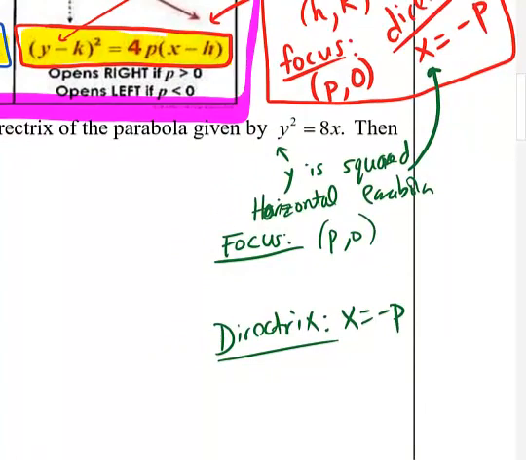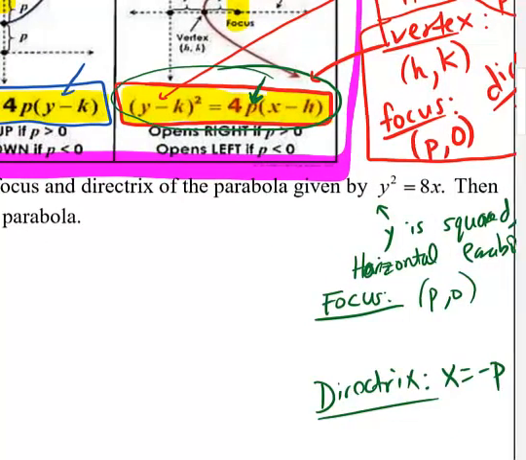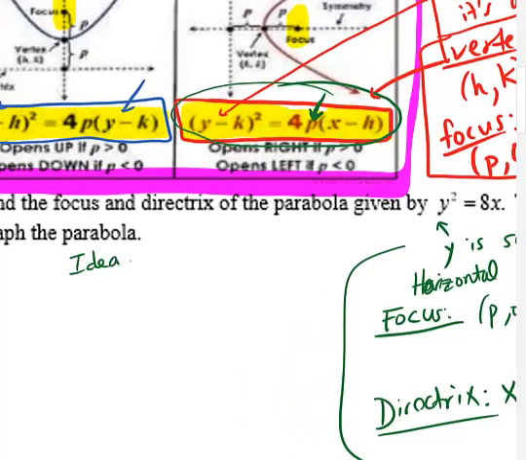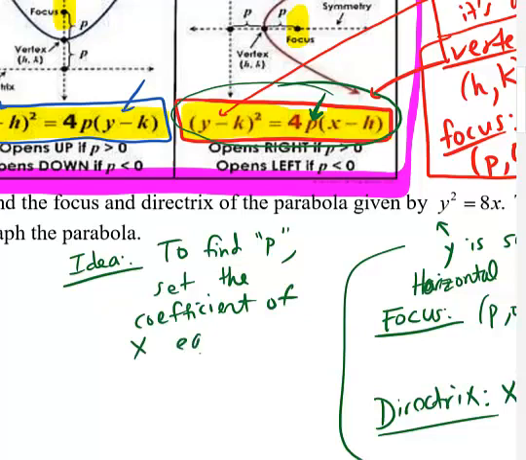So let's find those guys. And then p, if you look at the general equation up here, p is kind of like the coefficient in front of x, except there's a 4 in front of it. So in order to find p, I guess this is the idea: to find p, set the coefficient of x equal to 4p, and then solve for p.